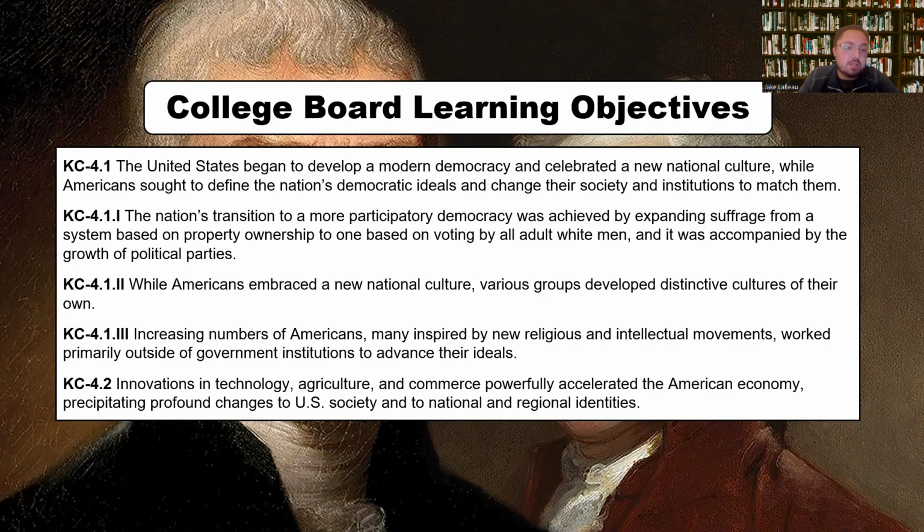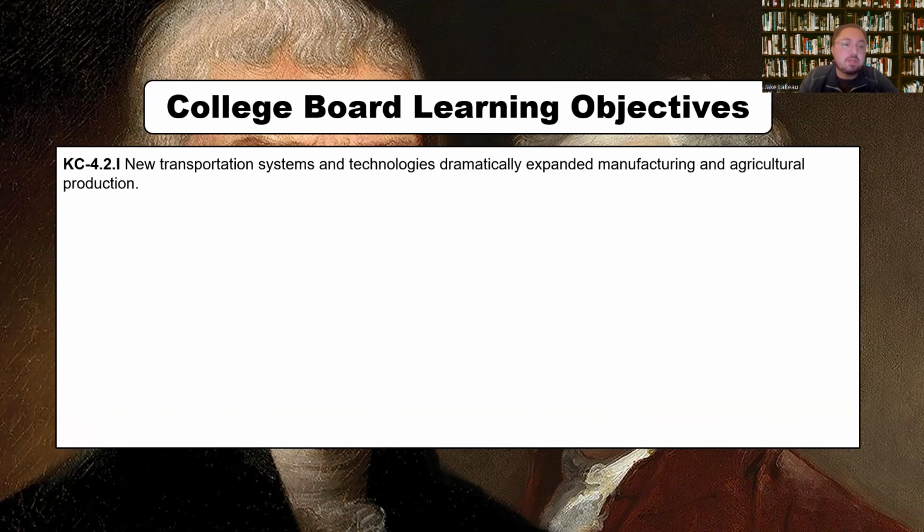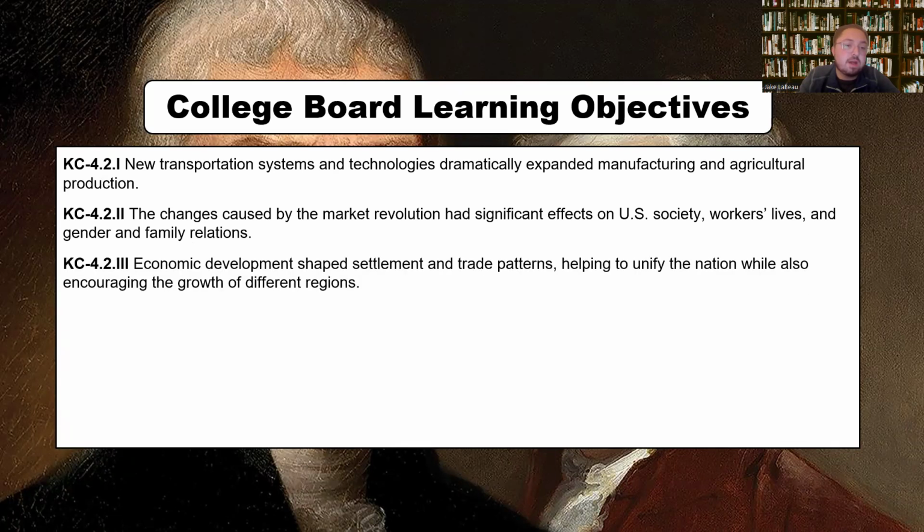Innovations in technology, agriculture, and commerce are going to accelerate the American economy, precipitating profound changes in U.S. society and national and regional identities. Okay, a few more here. New transportation systems and technologies dramatically expanded manufacturing and agricultural production. Changes caused by the market revolution had significant effects on U.S. society, workers' lives, gender, and family relations. So we're going to see a change in that. Economic developments shaped settlement and trade patterns, helping to unify the nation while also encouraging growth of different regions.